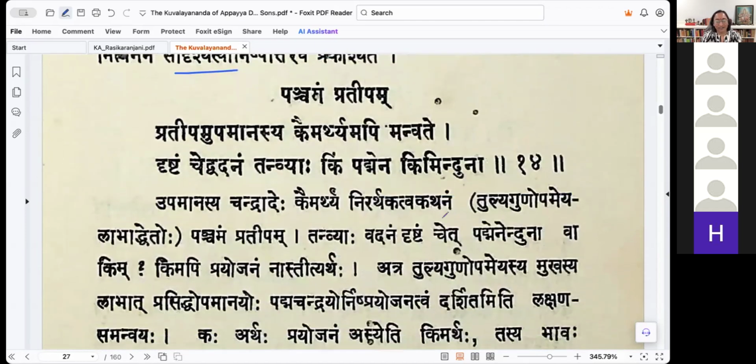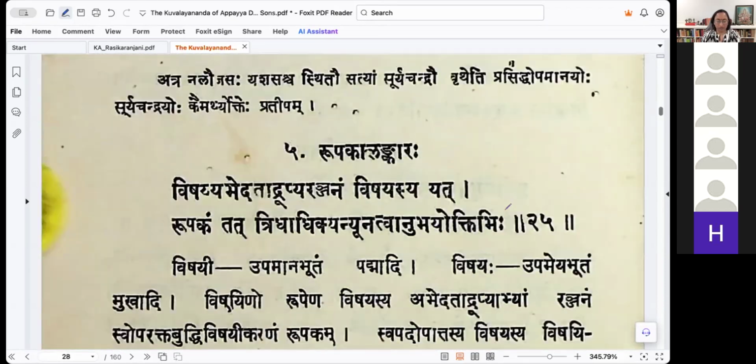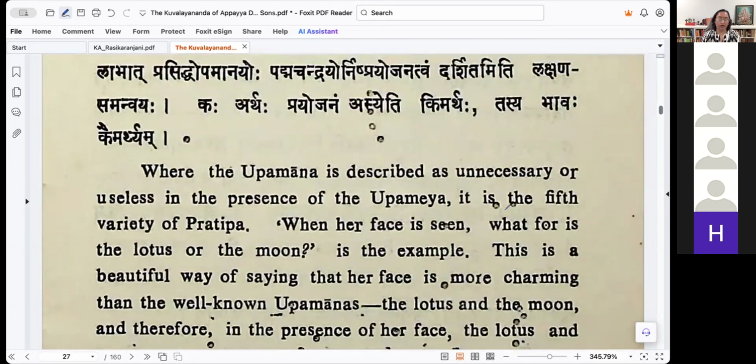Okay. Next வந்து கைமர்த்தியம். So we'll probably take this up next class. அதுக்கப்புறம் என்ன 2 ஸ்லோகம் இருக்கு. அப்புறம் ரூபக அலங்காரம், அதுவும் பெருசு.